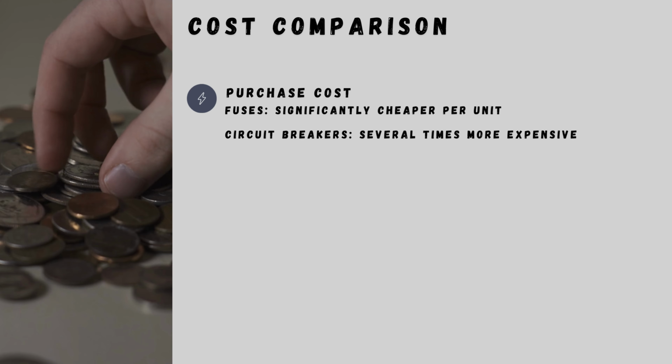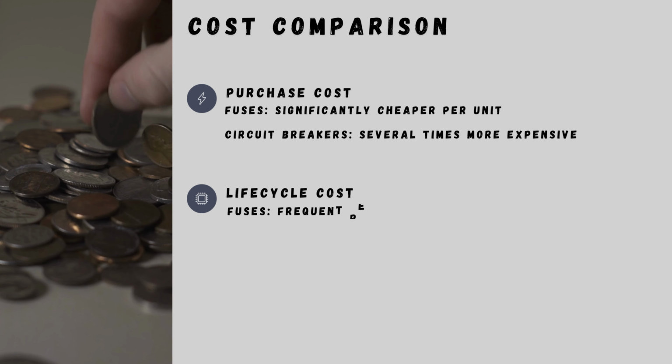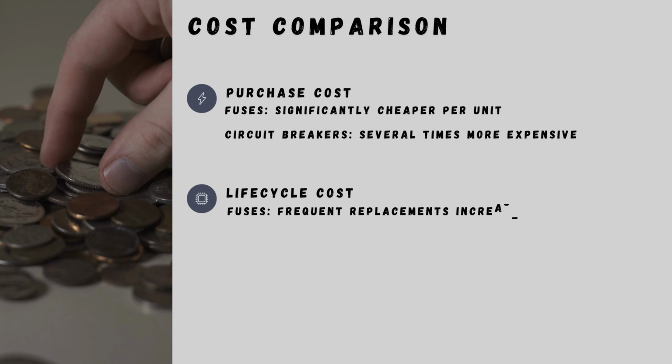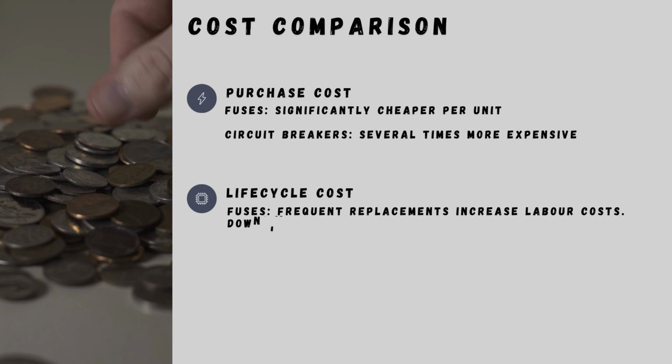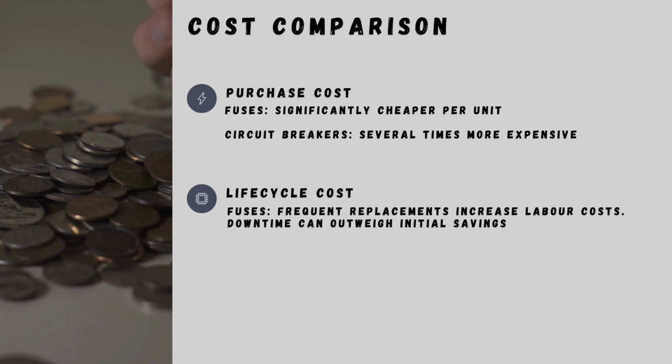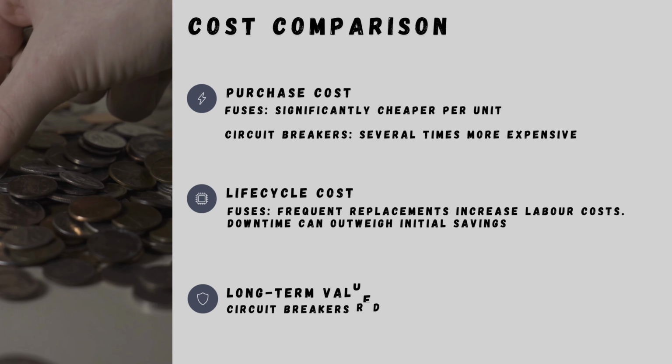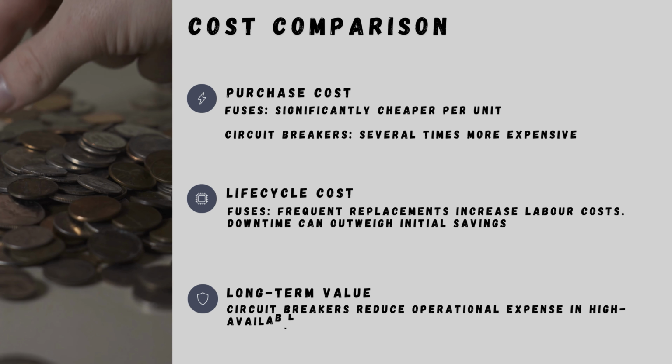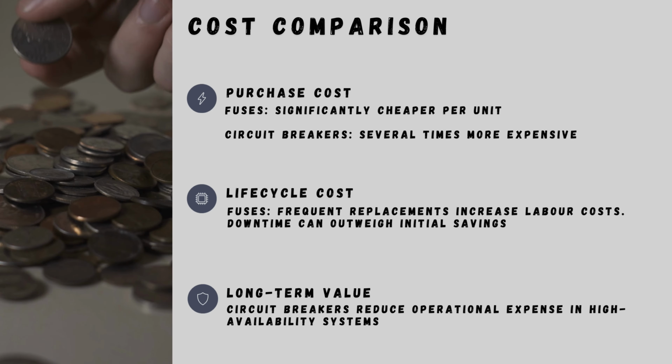From a purchase standpoint, industrial fuses are significantly cheaper per unit, while circuit breakers can cost several times more. However, from a life cycle cost perspective, frequent fuse replacements increase labor costs, and downtime during replacement can outweigh the initial fuse savings. Circuit breakers reduce long-term operational expense in high-availability systems.